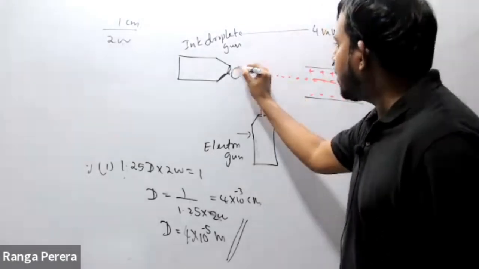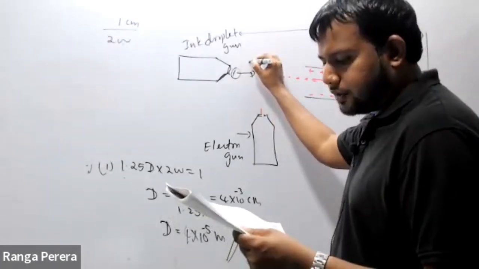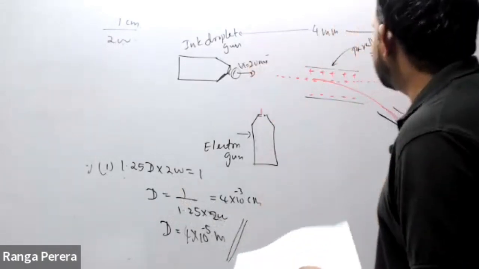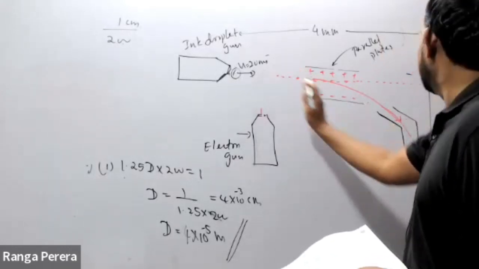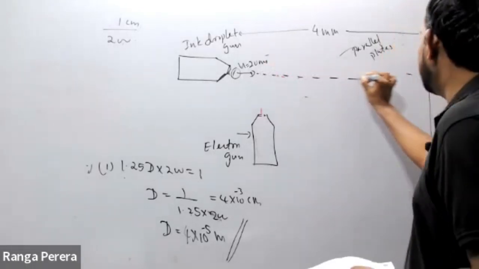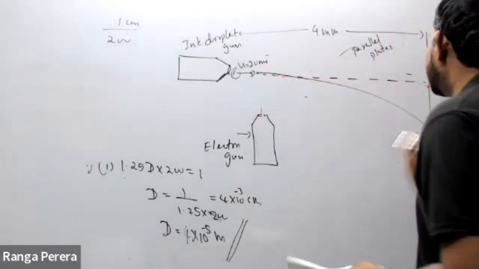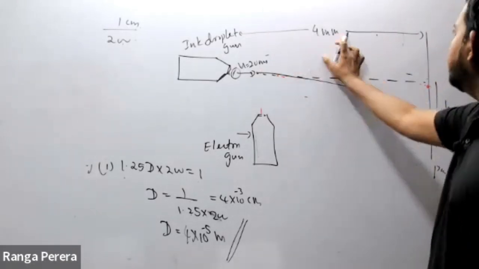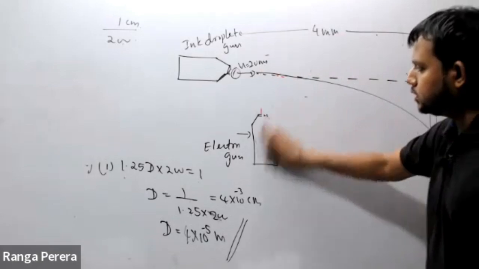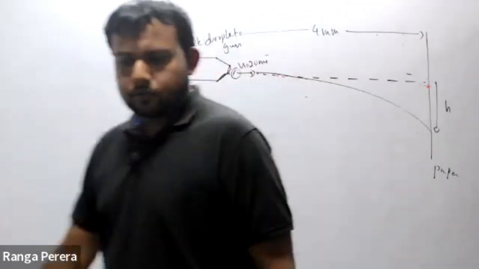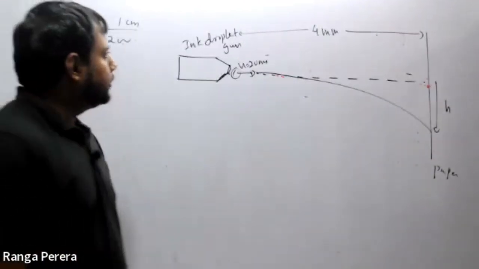If you release a droplet at that point with a certain velocity, it is given as 20 m s minus 1. So definitely it goes like a projectile. This is the horizontal line, and it goes like a projectile. Let's say this height, this depth, is h. This is 4 millimeter. So you have to find the h value.